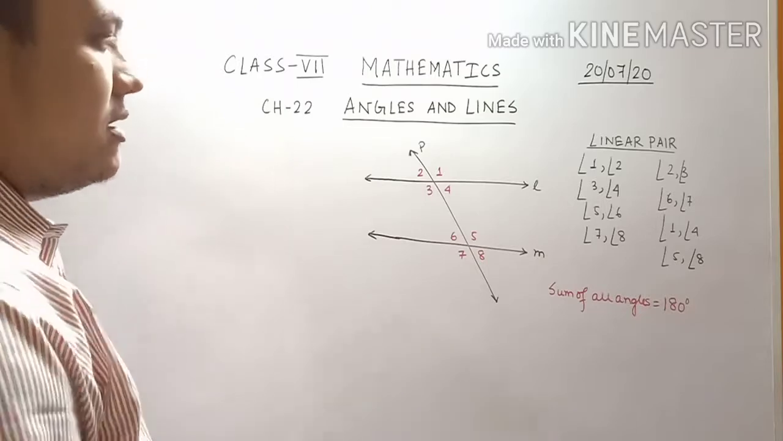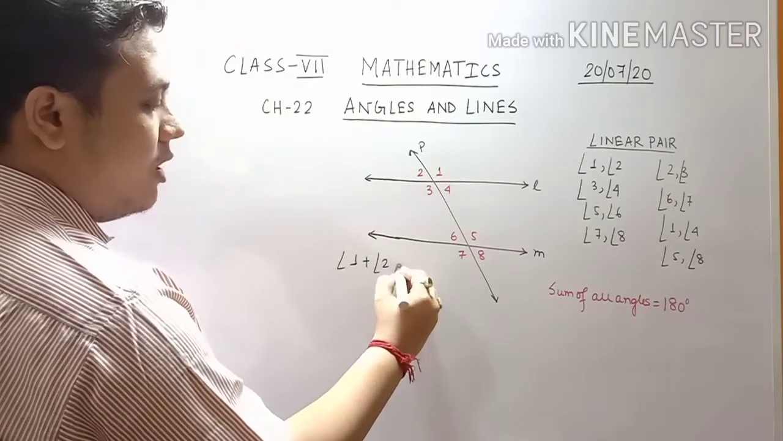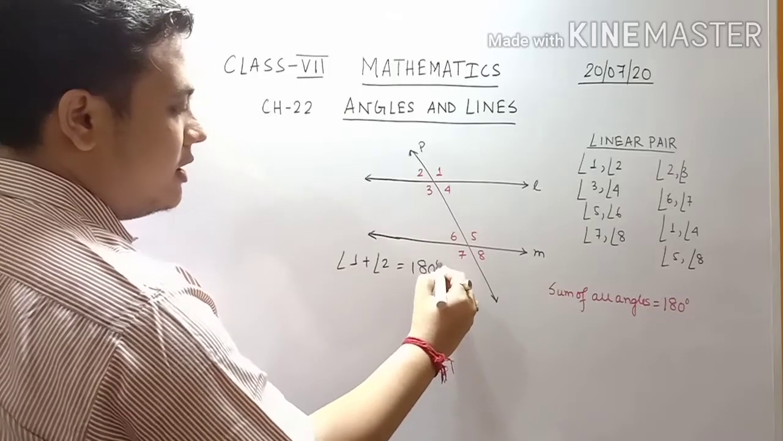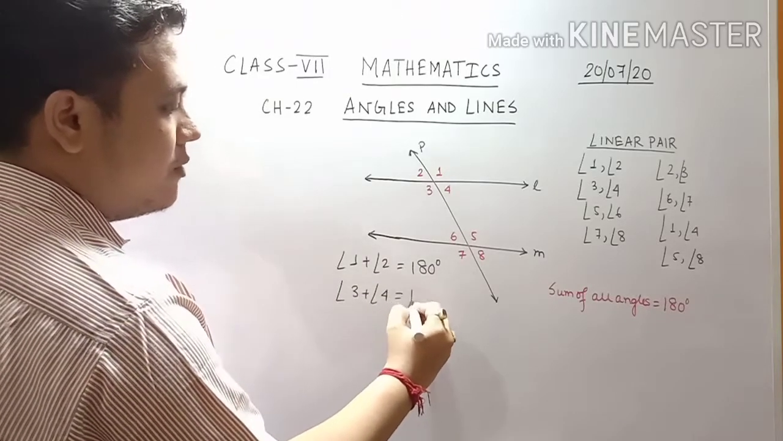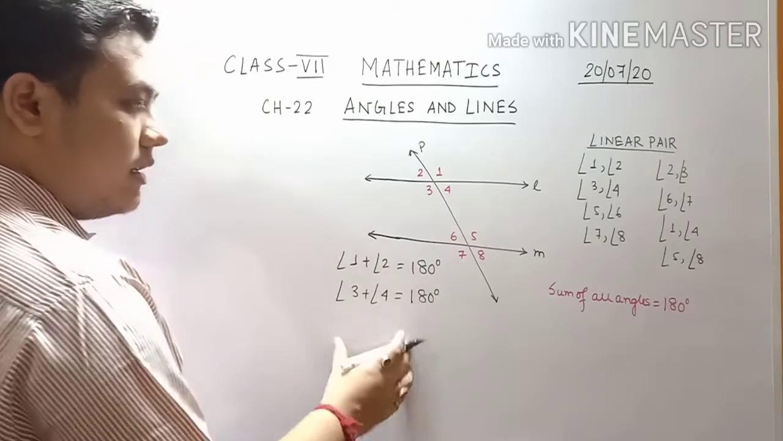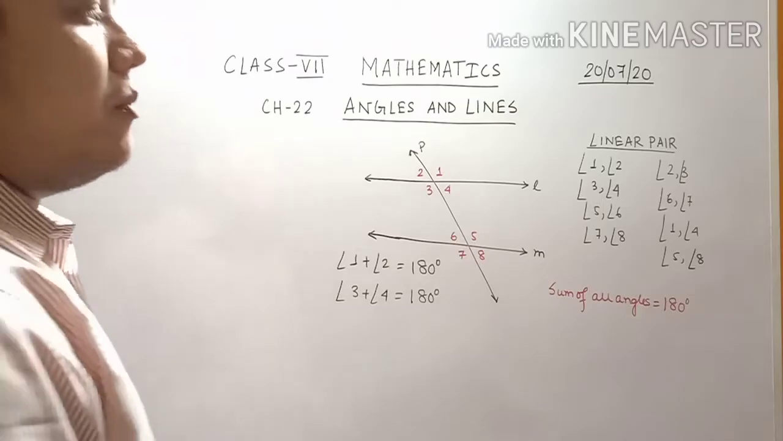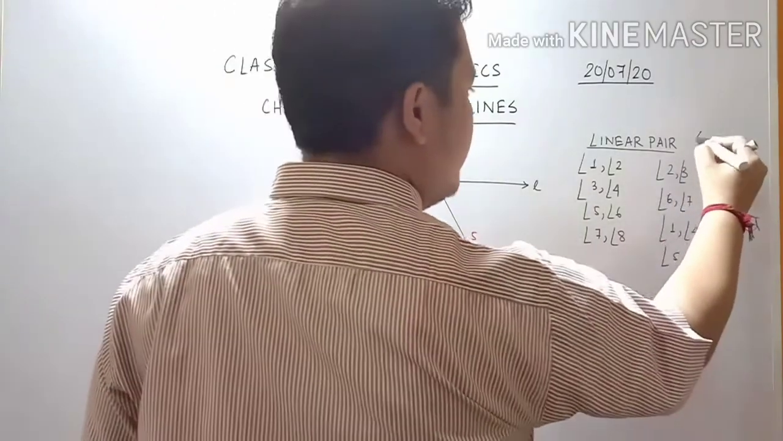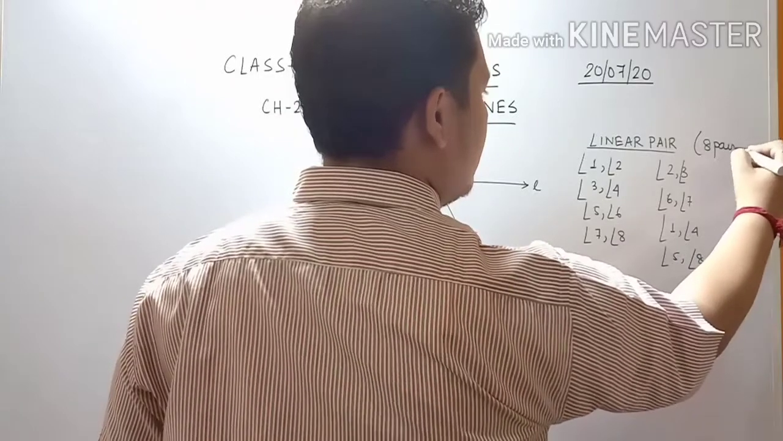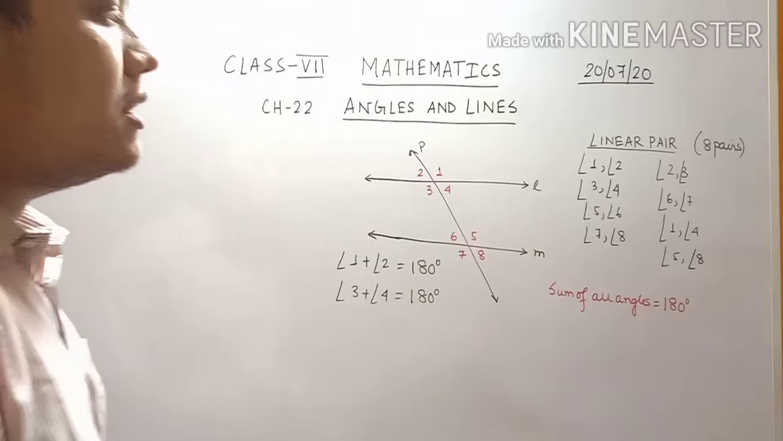That means we can say that angle 2 plus angle 1 will always be 180 degrees. Angle 3 plus angle 4 will be equal to 180 degrees. Like this we can do it for all the angles. So how many linear pairs have we got here? Total 8 linear pairs. We have got a total of 8 linear pairs from the diagram.